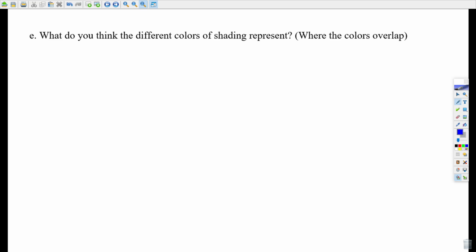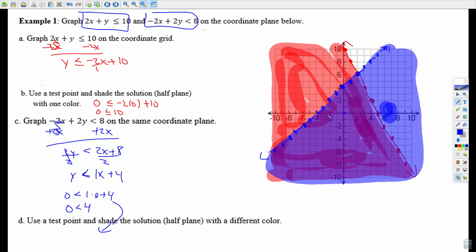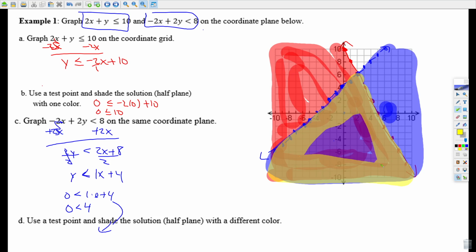That kind of leads us into this question here. What do you think the different colors of the shading represent? Specifically where the colors overlap. If we look at the colors where they overlap, I'm not sure if you can tell that it's slightly different. We have blue and red, so it looks like a purplish color down here. This portion down here, which maybe I can go over with a different color, where they overlap, so we're below the red and below the blue, is only specifically here. Where they overlap specifically is the actual solution to the inequality.